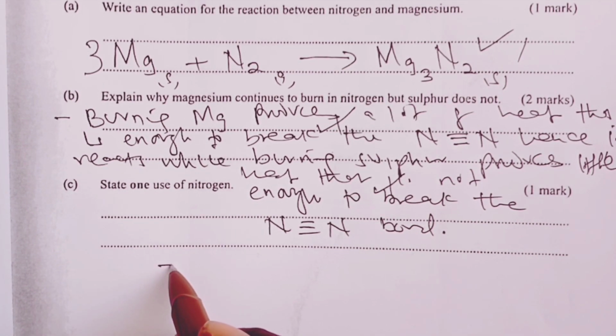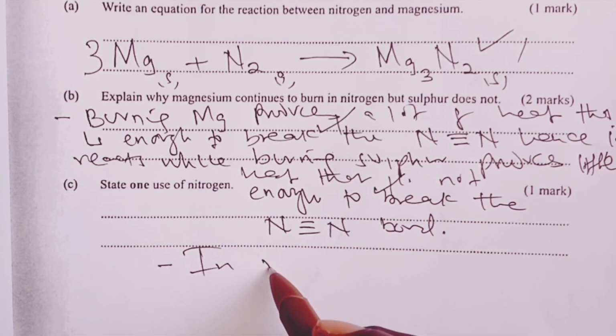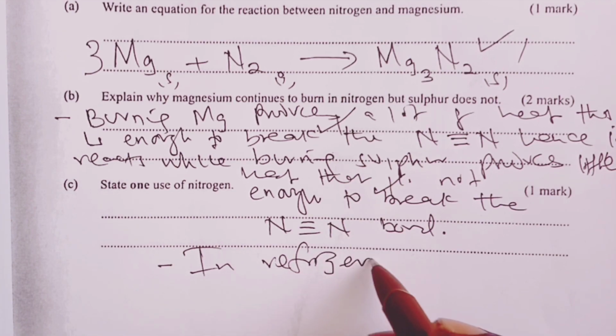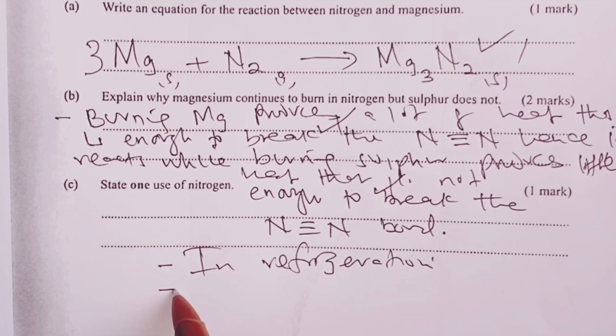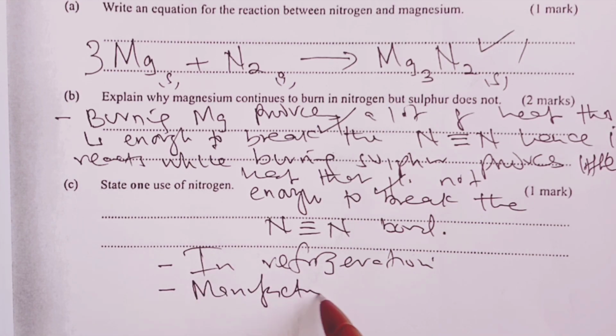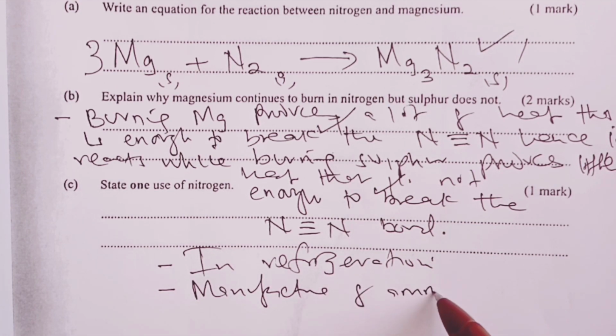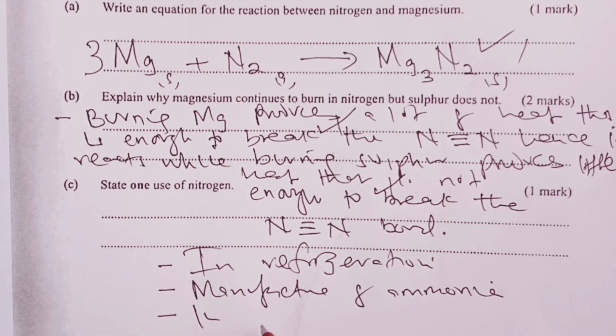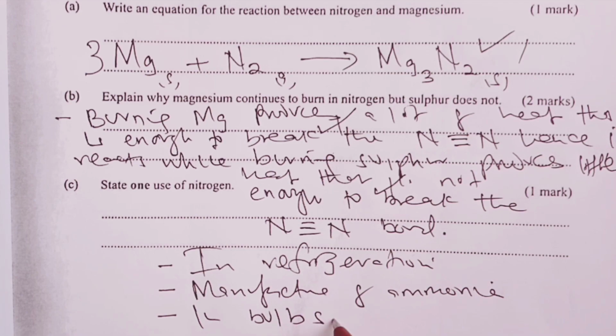There are quite a number. One is in refrigeration. Second use is in manufacture of ammonia. We know the process is called Haber. And then we also have nitrogen being used in bulbs.